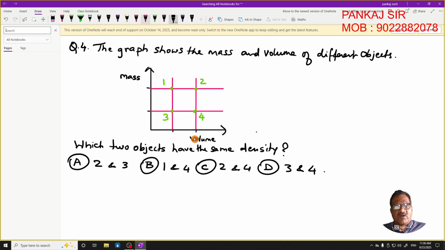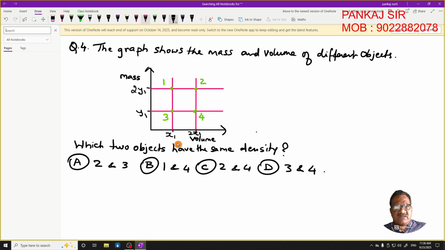On the graph, 1, 2, 3 and 4 are the objects. You have to say which two objects have the same density. Now for answering this question, you can take this distance on the x-axis as x1. Can you see this is exactly the same distance, so this you can take as 2x1. Suppose this you take y1, then this is the same distance, so this will be 2y1.